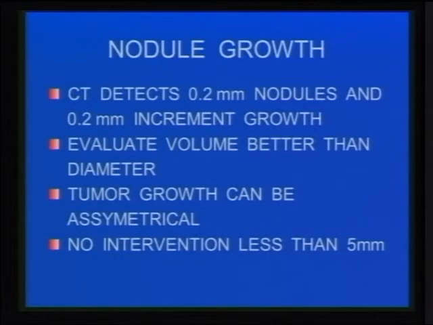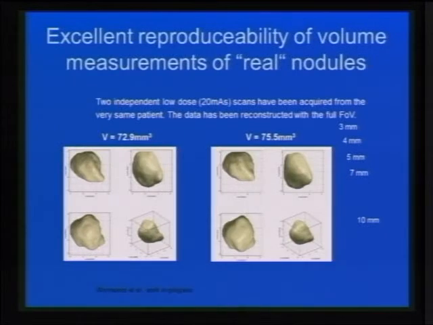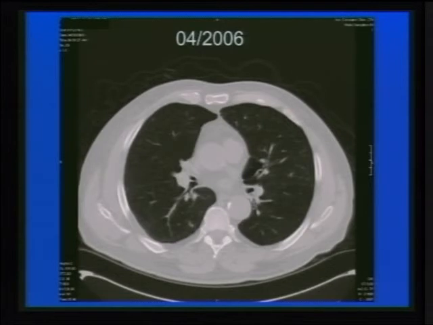And it is important to look at growth, but we know that certain lesions will grow very slowly, some lesions will grow much faster. But typically, we need to evaluate the volume. We need to evaluate the lesion by volume, because the lesion can grow in an eccentric fashion. And we have to remember that usually we cannot intervene less than 5 millimeters, but we have tools that can look at temporal subtraction of the size of the nodule.